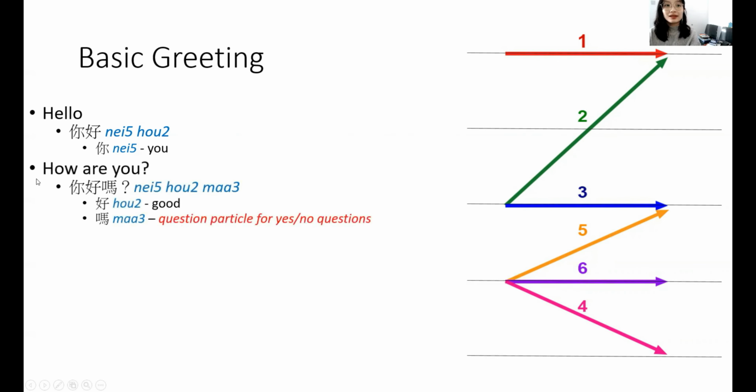Okay. So another common greeting is how are you? How are you is basically 你好嗎. So literally it just means you good and then question mark. 好 means good. Like I said, ma is a question particle for yes or no questions. In English, if you ask how are you, you would not answer with yes or no. But in Cantonese, or in Chinese in general, this phrase 你好嗎 literally is asking you, are you good? So that is a yes no question. So ma is a question particle for yes no questions, and it's put at the end of the question. So it's a question marker.